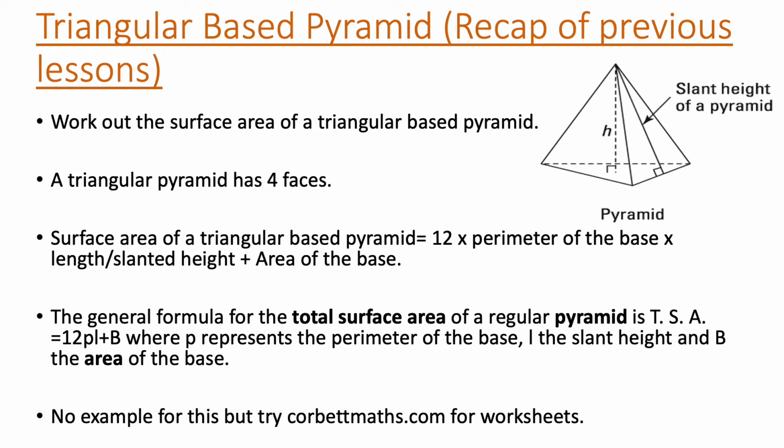So I've put that here actually. So the formula TSA is 1/2 times PL plus B, where P represents the perimeter of the base, L is the slanted height, and B is the area of the base. So to work out the area of the base, it is the area of the triangle, which is base times height divided by 2. So that is how we do that actually.